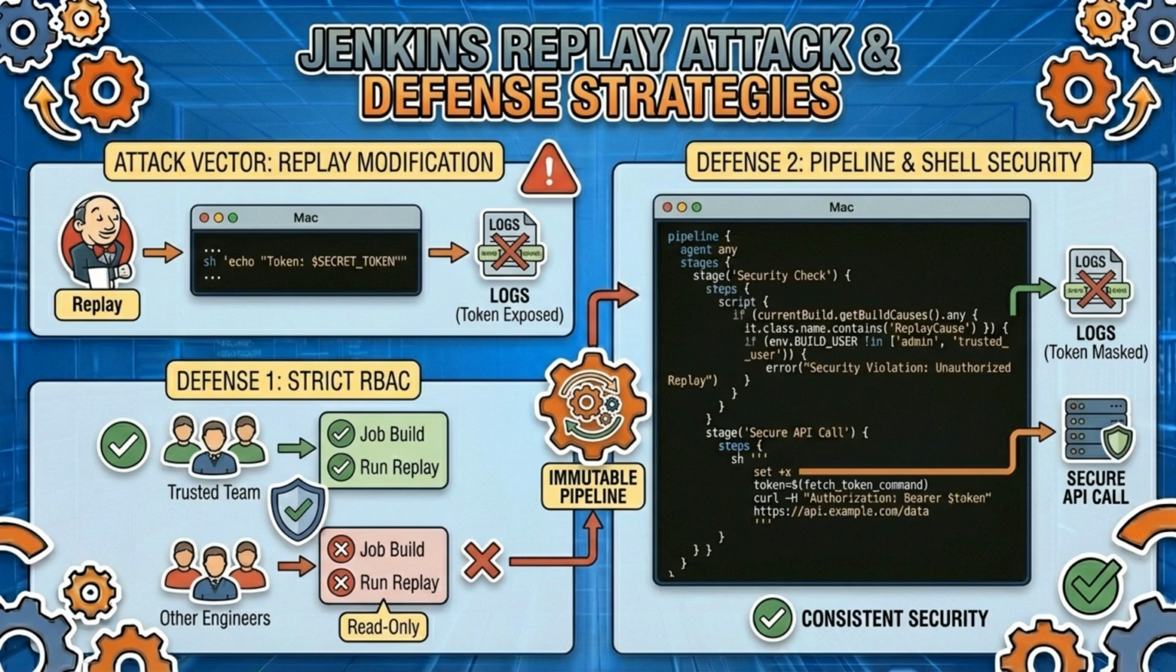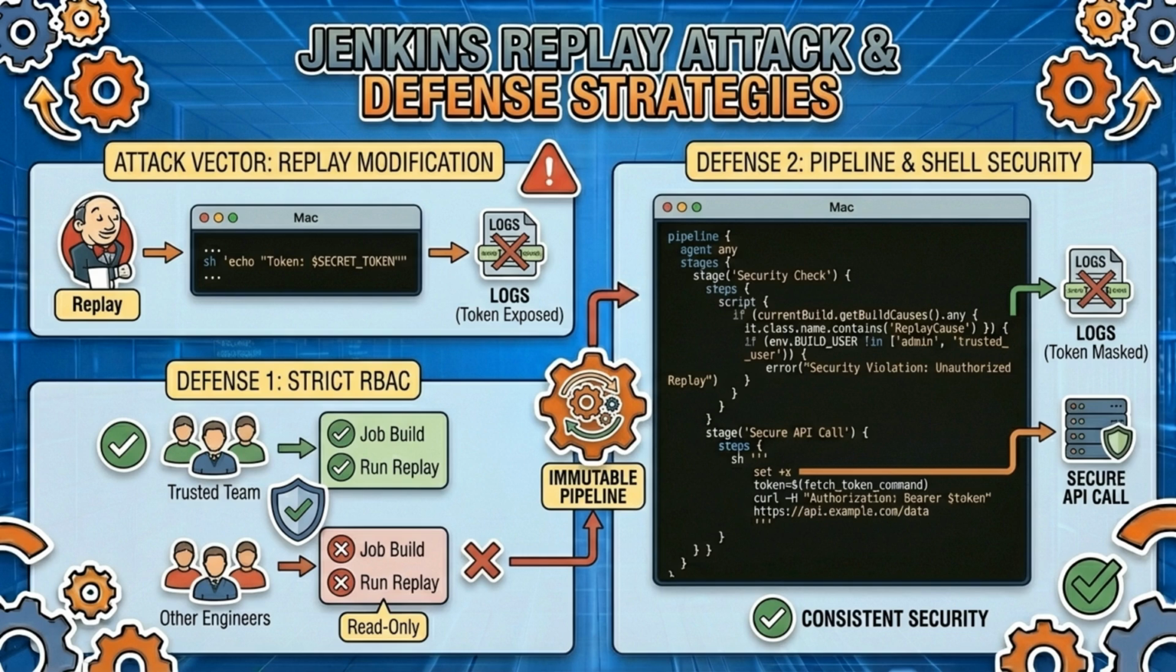But there is one final attack vector we must close, the Jenkins replay feature. Even if you lock down the IAM role to a specific pipeline name, a developer with replay permissions on that exact job could simply hit the replay button, modify your carefully crafted shell script on the fly, and add a print statement to expose the token in the logs.